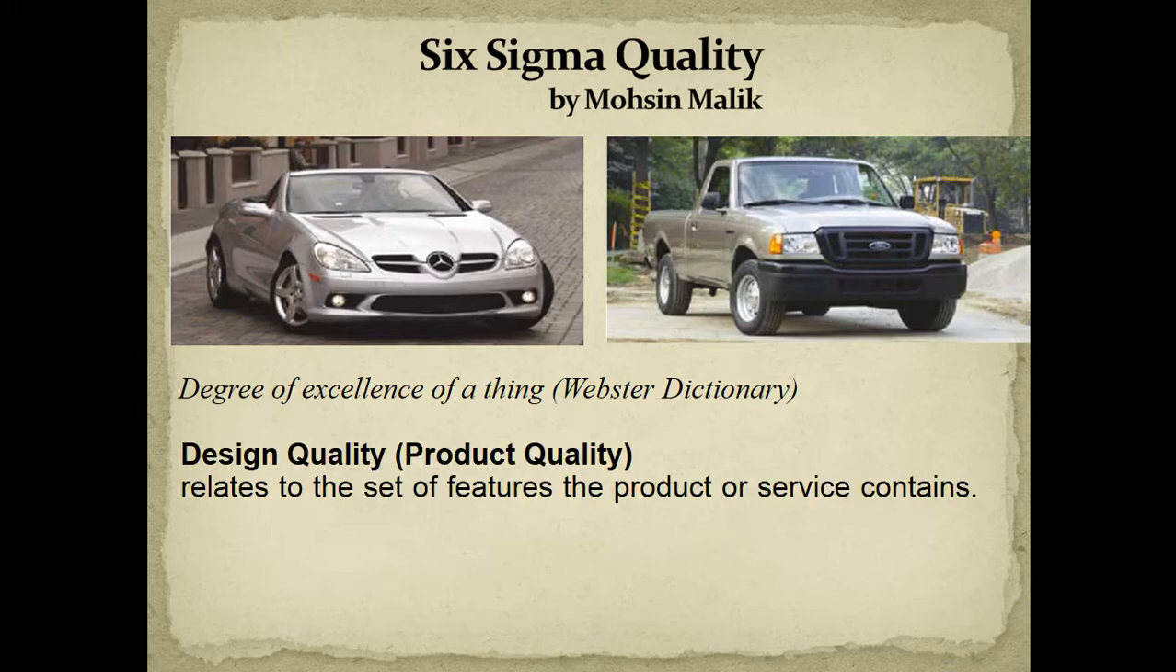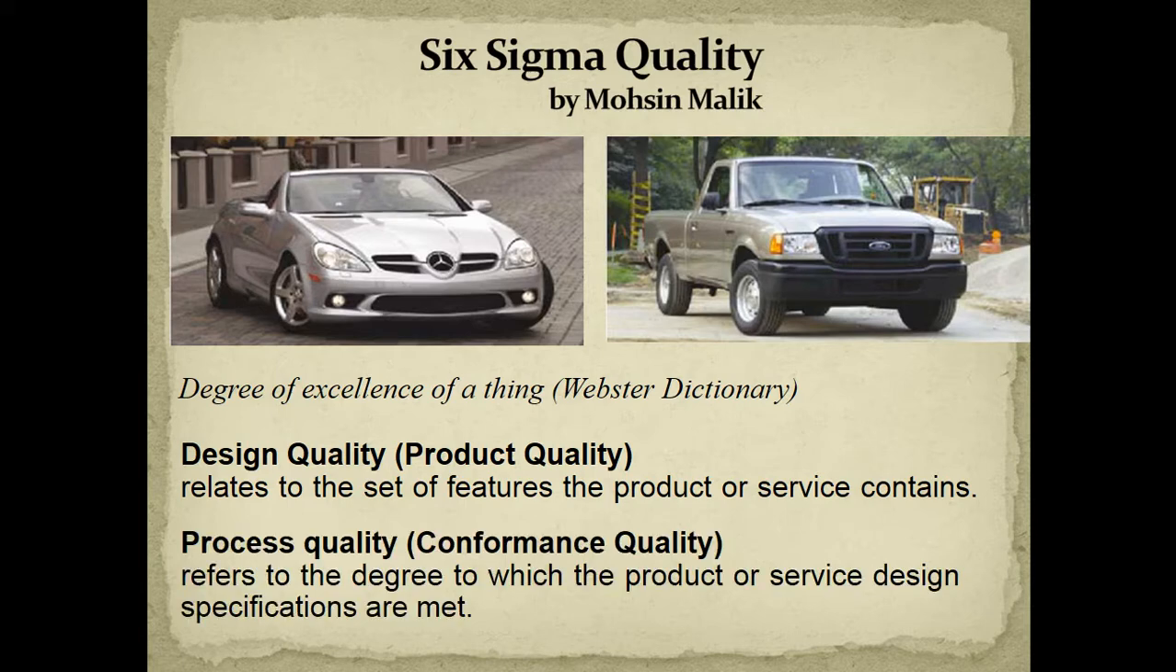However, it is just one dimension of quality, which we call design quality, that relates to features. The other quality, which is how that feature is produced, we call conformance quality. Six Sigma is relevant to conformance quality, the way a feature is produced.